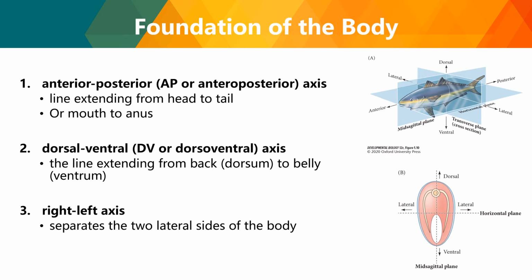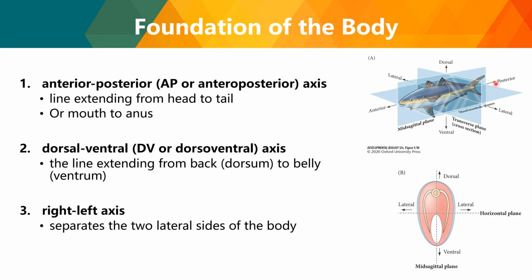It is also important that you know the foundation of the body. For the foundation of the body, these are just like your anatomical positioning. You should know the anteroposterior or the AP axis. This is the line extending from the head to the tail, as you see here. From the head, which is the anterior side, to your tail or the posterior side. For organisms that don't have any tails, of course, that's from the mouth to the anus.